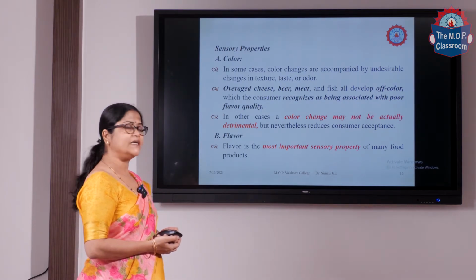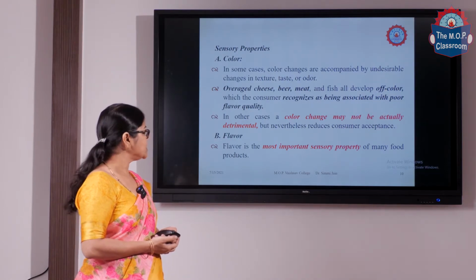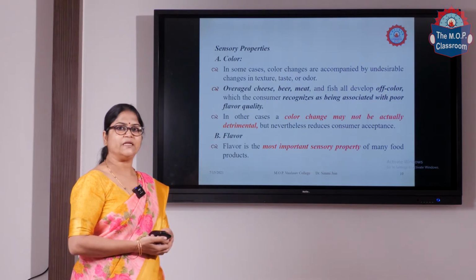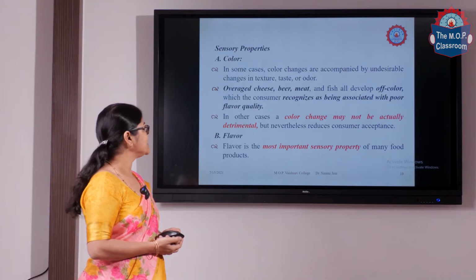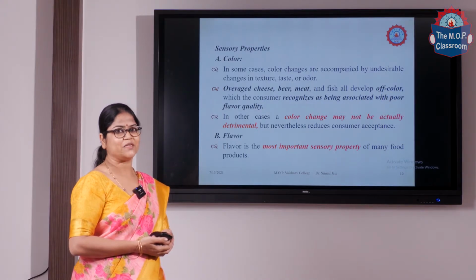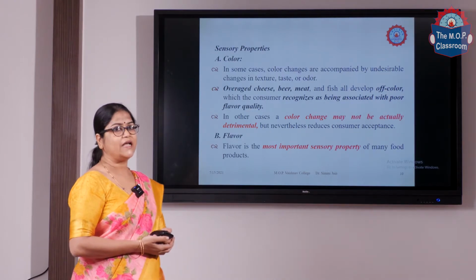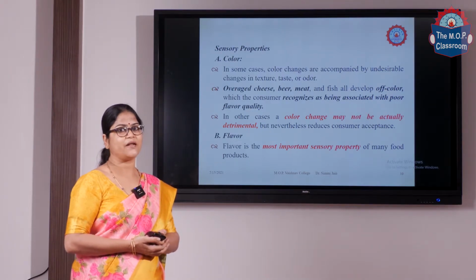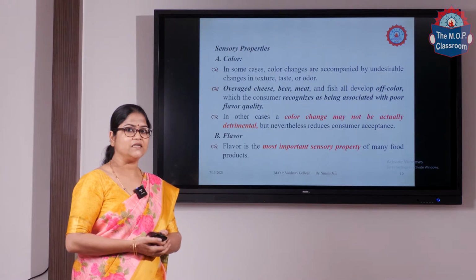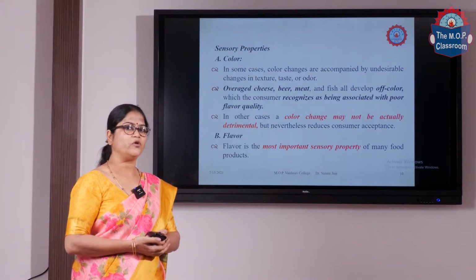Whereas in other cases, the color changes may not actually be detrimental, but nevertheless reduce the consumer acceptance. The second sensory property is the flavor, one of the most important sensory parameters, which is defined by the taste and odor of the product.